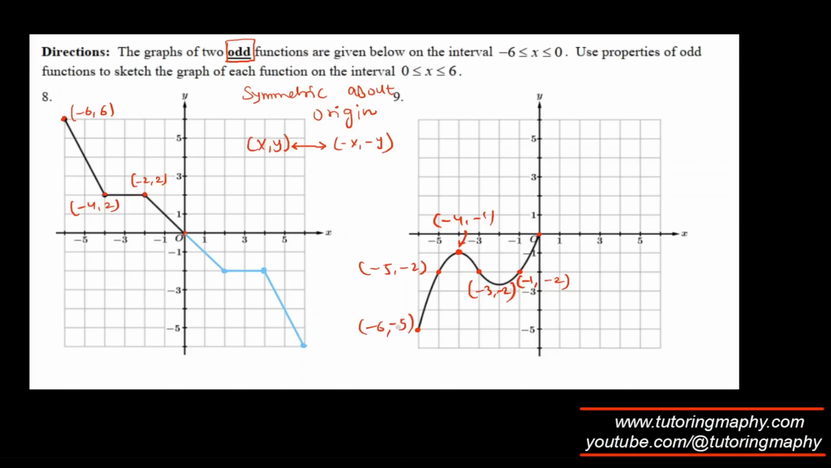All right, let's switch the signs and mark the points over here. 1, 2 is, there you go. 3, 2 is, there you go. 4, 1, there you go. 5, 2, there you go. And 6, 5, there you go.